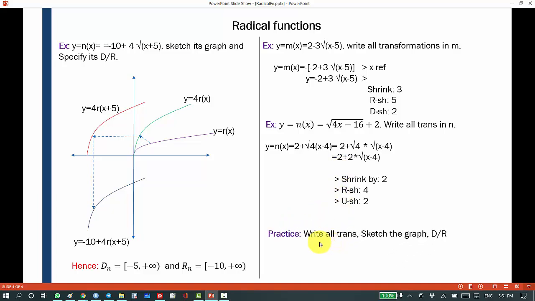Practice for you. In the following functions, write all transformations, sketch the graph, and specify the domain and range. y is equal to f of x, minus 3 plus square root of 9x minus 18. y is equal to g of x, 2 minus 3 times square root of 16 plus 4.